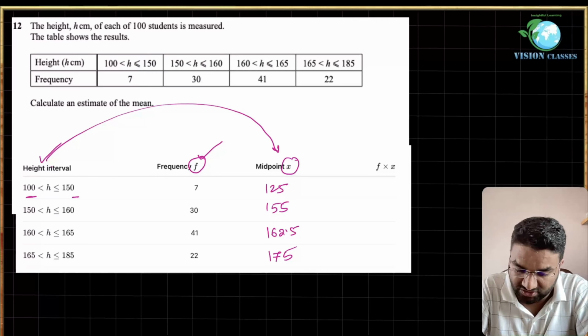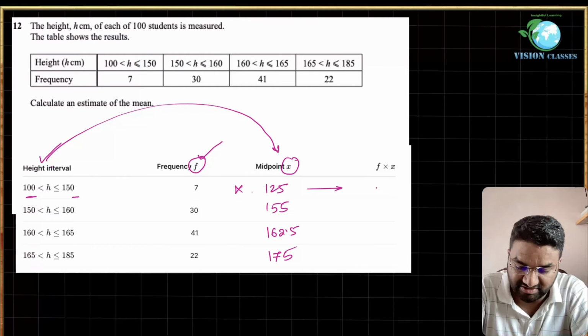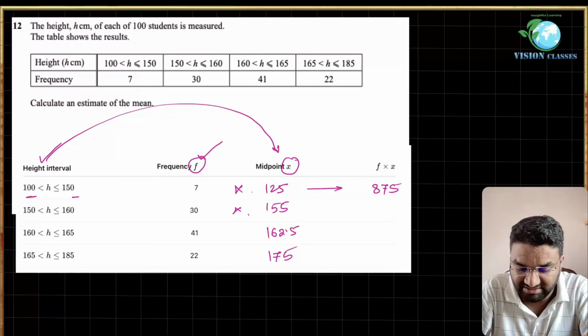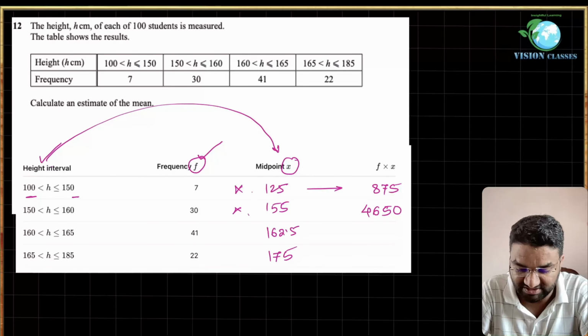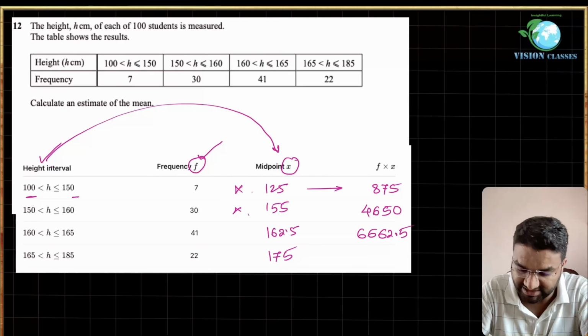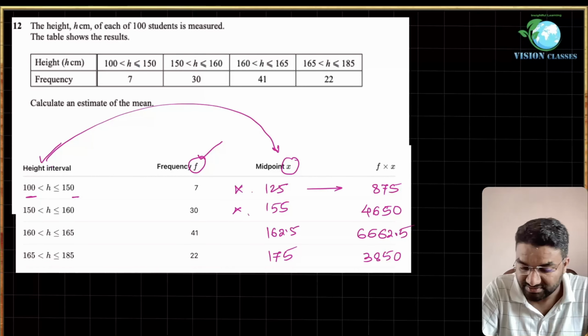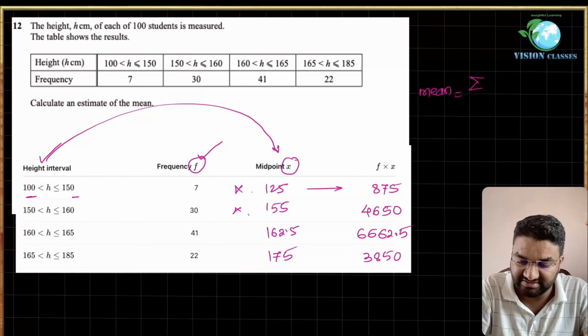So now if you multiply 7 times 125, it is 875. Then do the same calculation for the remaining. 30 times 155 is 4650. 41 times 162.5 is 6662.5. Then 22 times 175 is 3850. Then our mean formula is basically summation of x times f, or f times x, divided by summation of f.